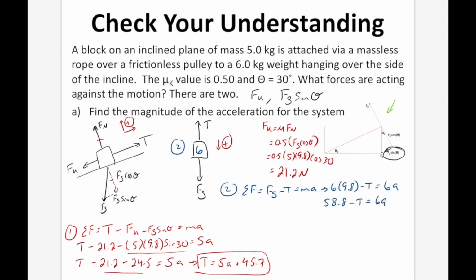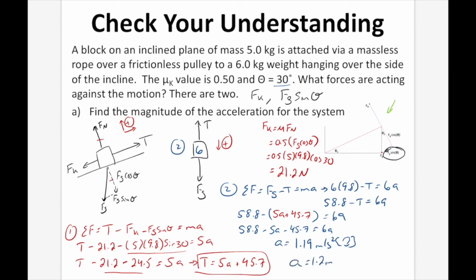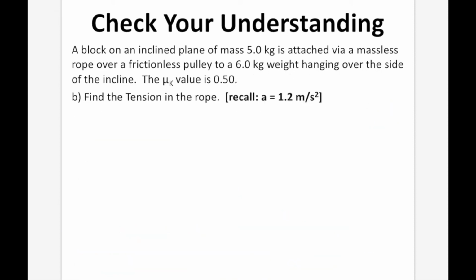And then we're going to substitute our T value into that equation. So we're going to say that 58.8 minus T equals 6a. T is equal to 5a plus 45.7. We're going to expand it out. 58.8 minus 5a minus 45.7 is equal to 6a. We're going to collect and simplify. We're going to get an a value equal to 1.19 meters per second squared clockwise. We're going to use 2 sig digs in our answer, even though technically that has 1. We're going to say a is equal to 1.2 meters per second squared clockwise. And that's what we have right here.